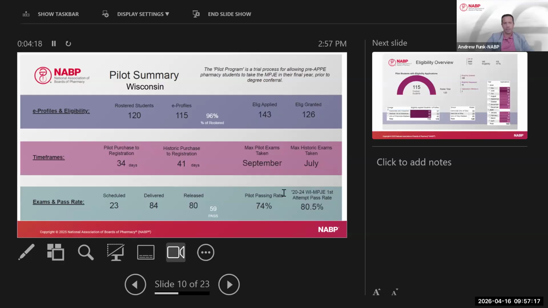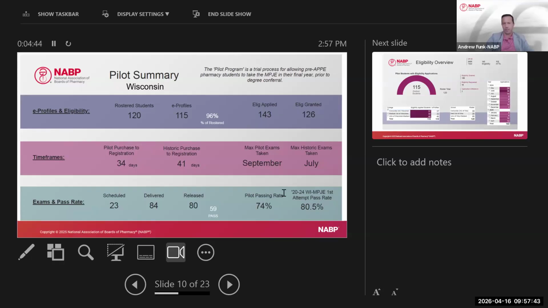Wisconsin, a larger cohort here you see down there at the bottom. 84 exams were delivered and 59 passed. Their pass rate did dip slightly from the 80.5%. They went down to 74%. And it's not really clear why the reduced passing rate.